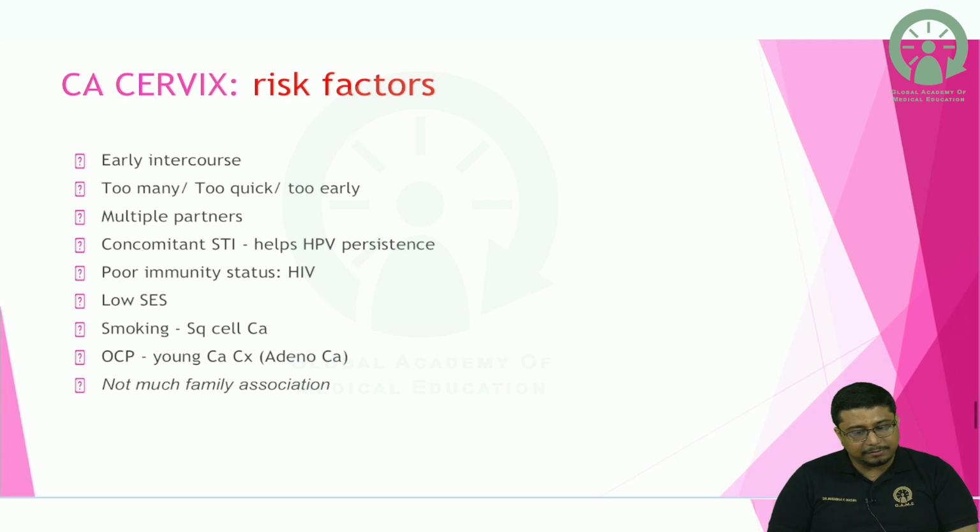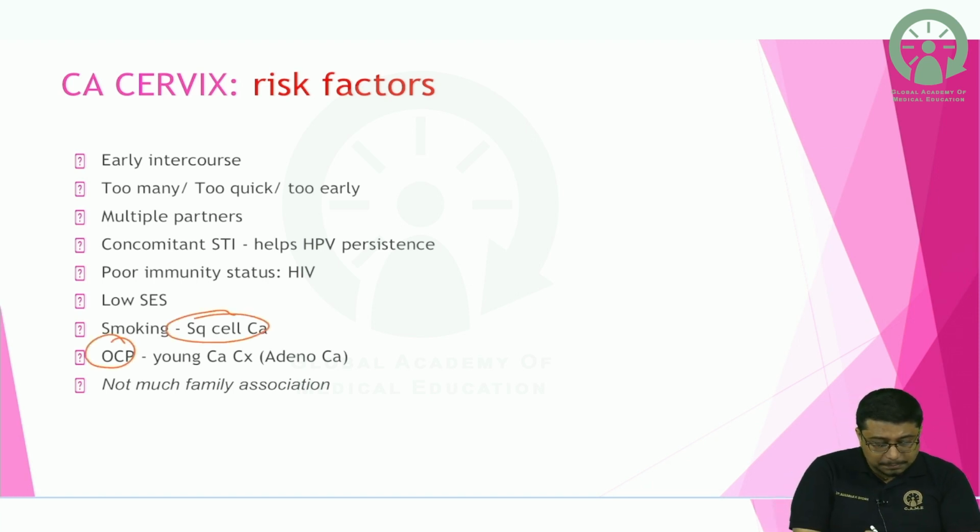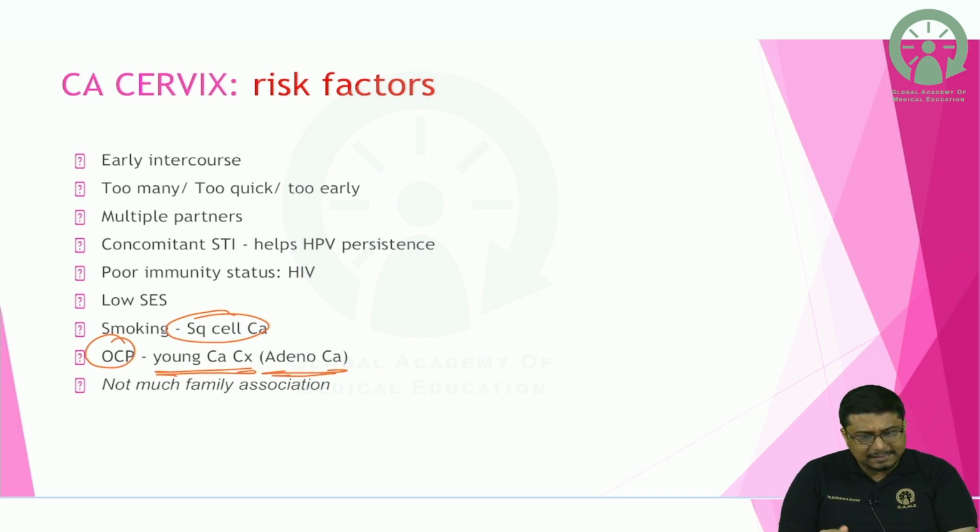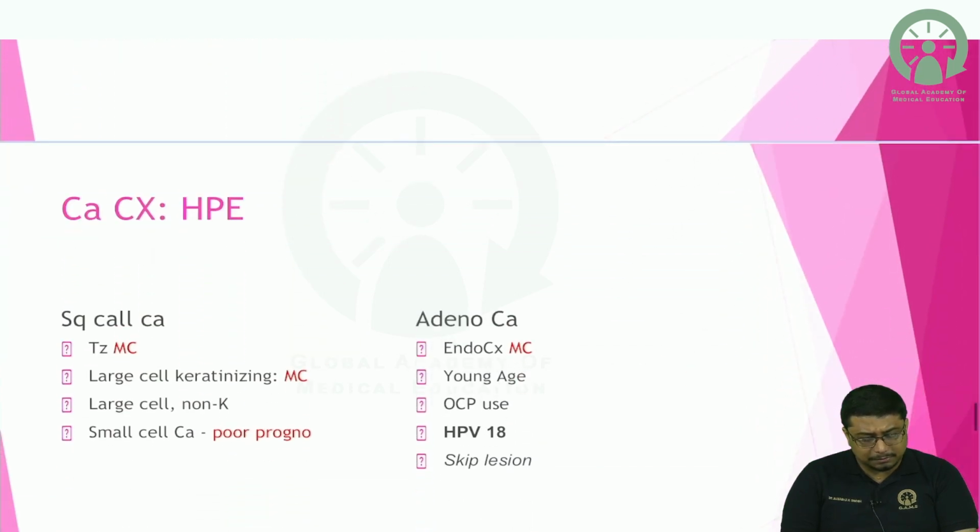So what are the CA cervix risk factors? Exactly opposite to the endometrium. Early intercourse, too many children, too quick, frequent intervals, and too early, like low age at first childbearing. Multiple partners, concomitant other STI like HIV, and low socioeconomic status. Smoking is associated with squamous cell carcinoma, whereas OCP is associated with young CA cervix adenocarcinoma. CA cervix is not much family associated.